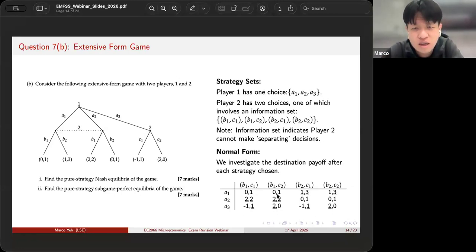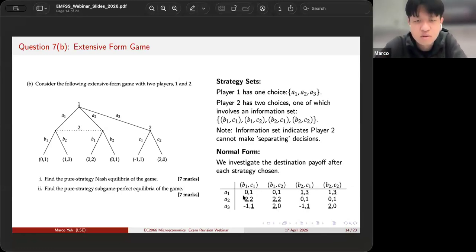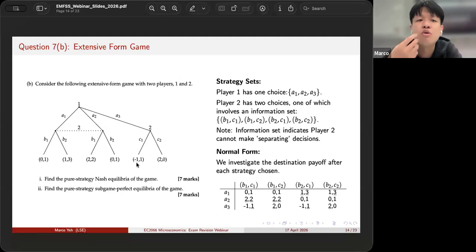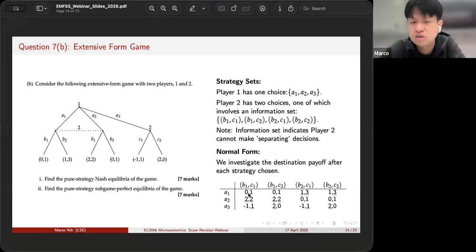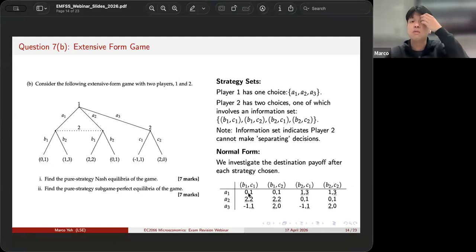And how do I investigate the payoff? Let's do it for only the first cell, just for example. The first cell is saying that player 1 is choosing A1. Player 2 is choosing B1 and C1. So B1 and C1. Okay? Let me run the game from the very beginning. Player 1 chooses A1 and player 2 chooses B1. So the ending point will be 0, 1. That's why in this cell we have the payoff structure 0, 1.